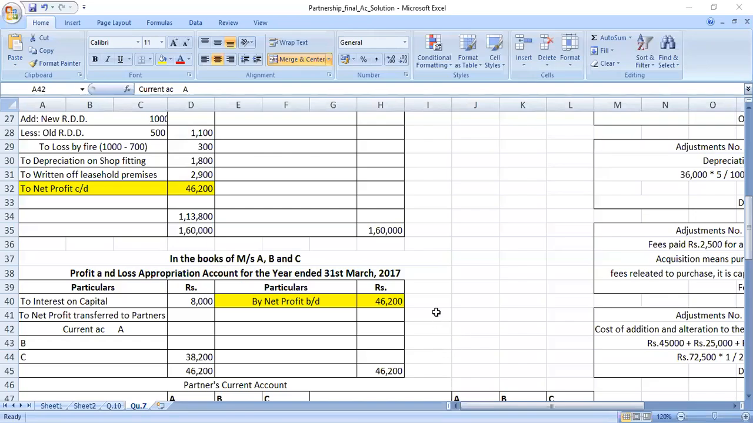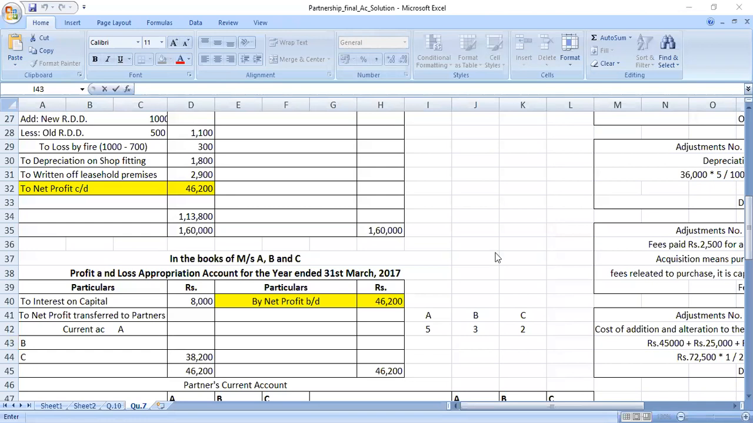So we will write here A, B, and C, and their profit sharing ratio is 5 to 3 to 2. Now distribute this 38,200 as per their profit sharing ratio. Yes, many students got the 38,200.